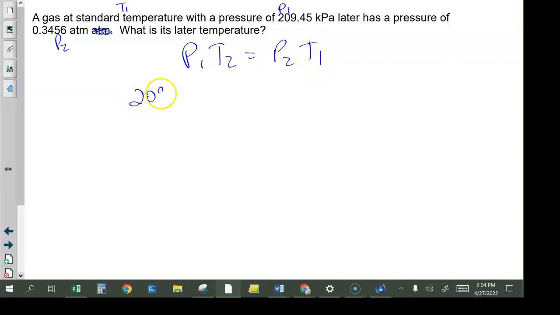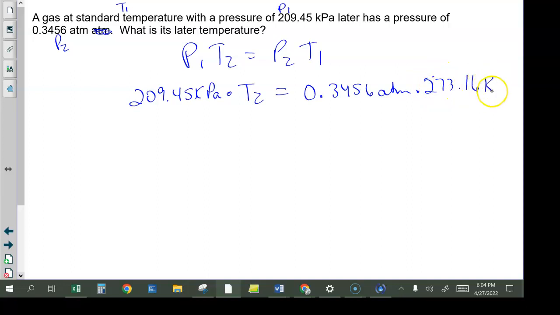I'm going to take 209.45 kPa times T2, which is what we're solving for, so that's my unknown, equals P2, which is 0.3456 atm times T1, which we have as standard temperature. Remember that temperature is always the difficult child, and you have to make sure you put it in the right spot. T1 goes over here. T1 does not get to go with the other ones. Temperature is the problem child of the siblings, and it is always on the other side.